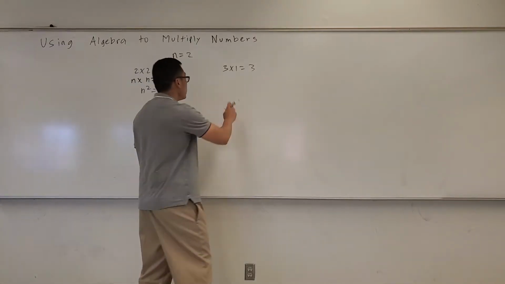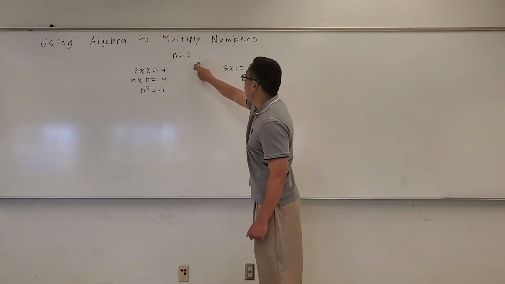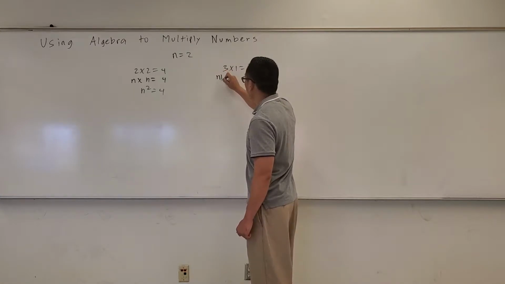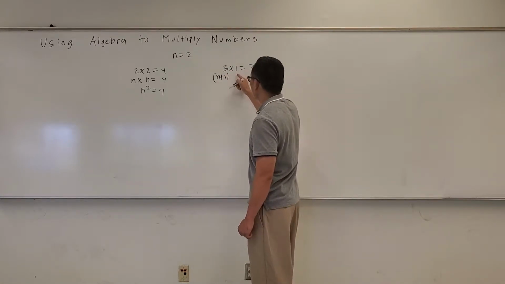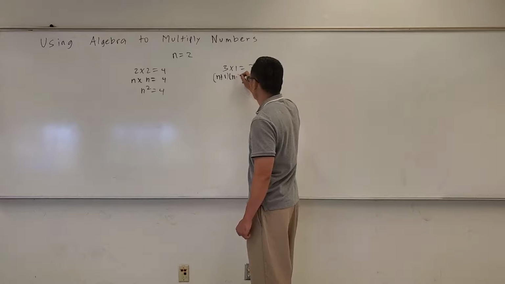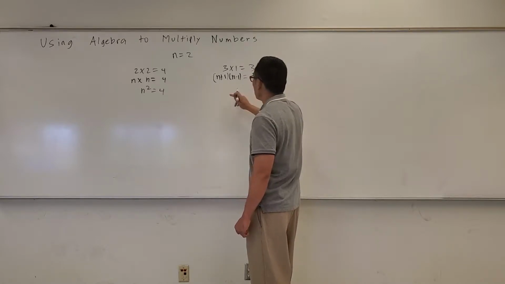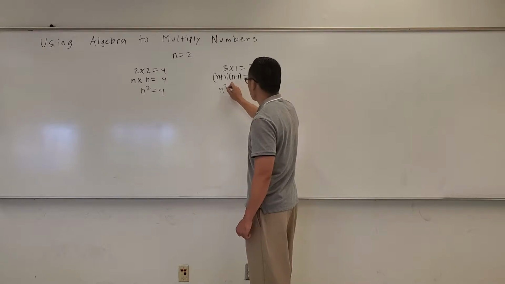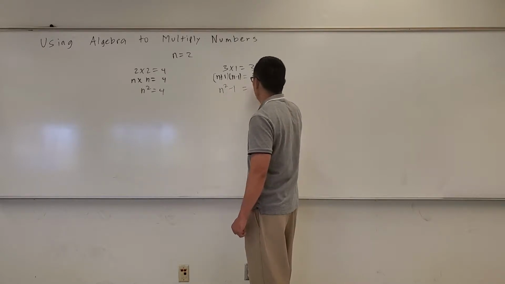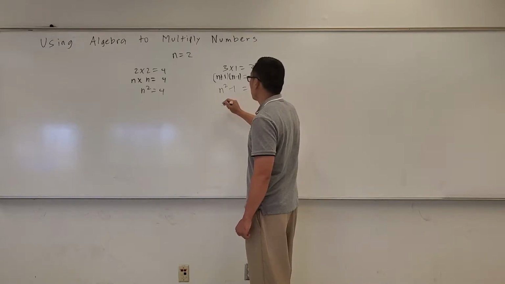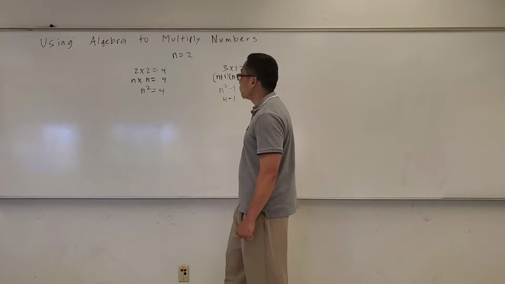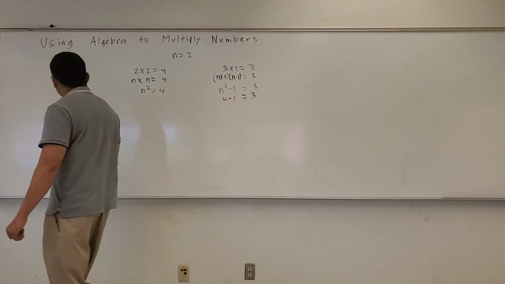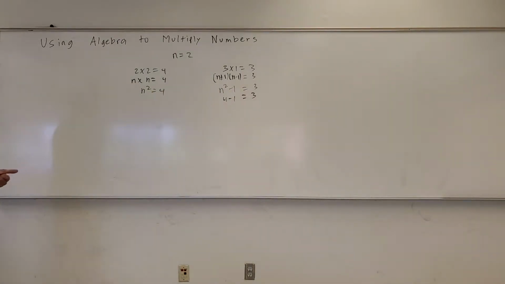Now, if I do it here, I know this is 1 more than 2, so this is going to be n plus 1, and this is 1 less than 2, so it would be n minus 1, which is equal to 3. I know n plus 1 times n minus 1, the difference of 2 squares, is just n squared minus 1, which is equal to 3. So what is n squared? n squared is equal to 4, right? So 4 minus 1, which is equal to 3. There you go. So applying algebra, I can multiply numbers.